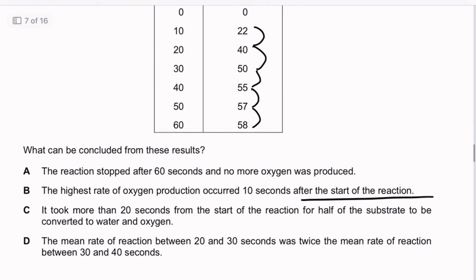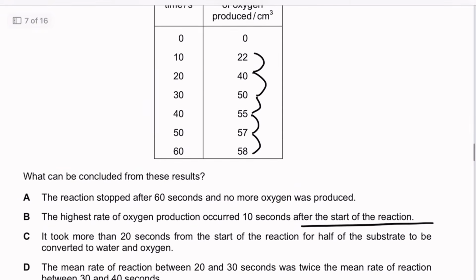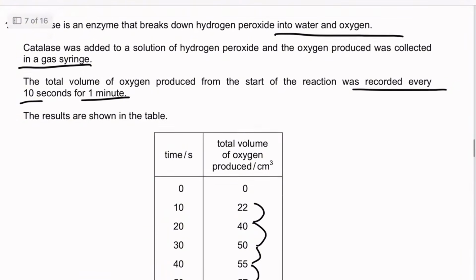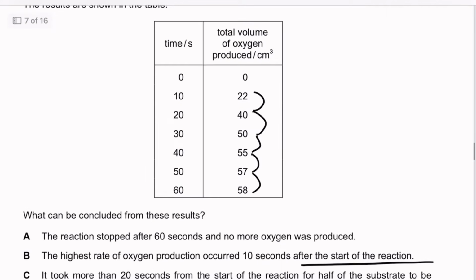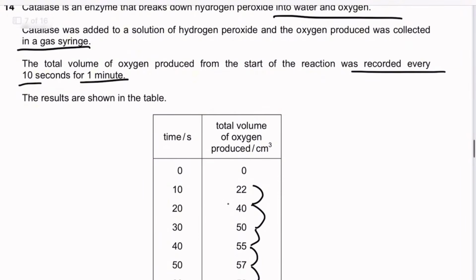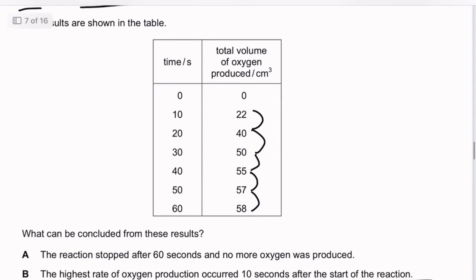Okay, let's get back to this one. It took more than 20 seconds from the start of the reaction for half of the substrates to be converted into water and oxygen. Okay, if you look at the 20 seconds, you have 40 being produced. And do we know that we've reached half?